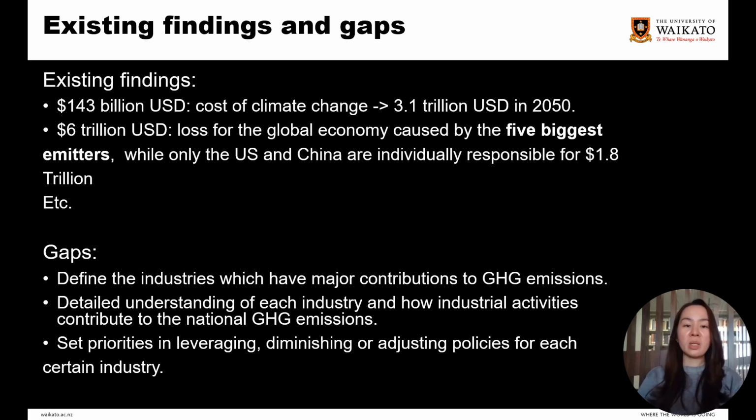However, as mentioned in the previous slide, we need to balance between the economy and the environment. That's why I think we really need to define the industries which have the major contribution to greenhouse gas emission. We need a more detailed understanding of each industry and how industrial activity contributes to national greenhouse gas emission. And finally, we can set the priorities in leveraging, diminishing, or adjusting policies for each certain industry in one nation.